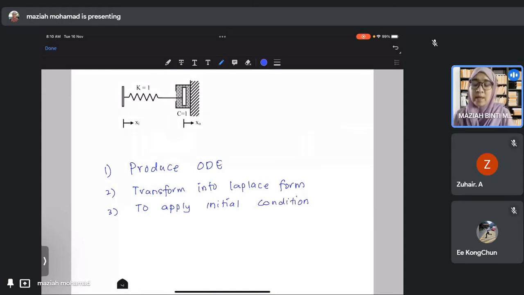Right, so given any initial condition in the system, like for example here, given k equal to 1, c equal to 1, and then also x0 equal to 0. Okay, so we're going to apply that into the initial condition. Okay, that has been illustrated in example spring damper system. All right, after we apply initial condition, we're going to apply input signal.